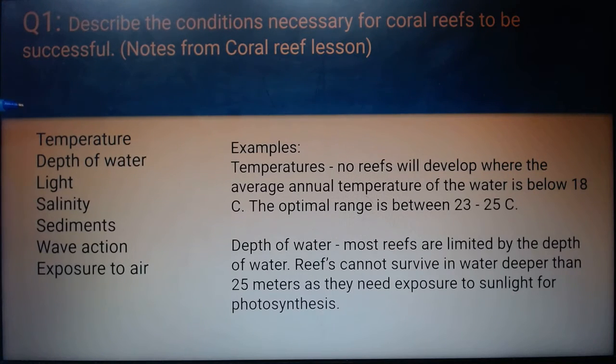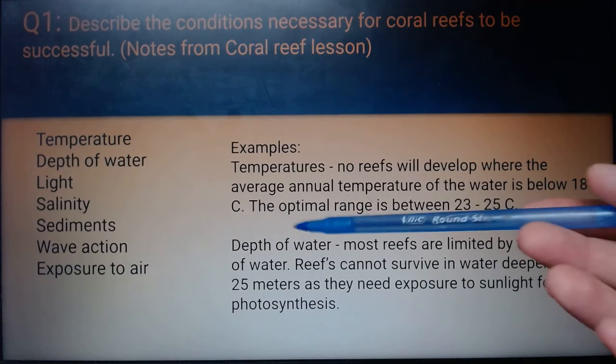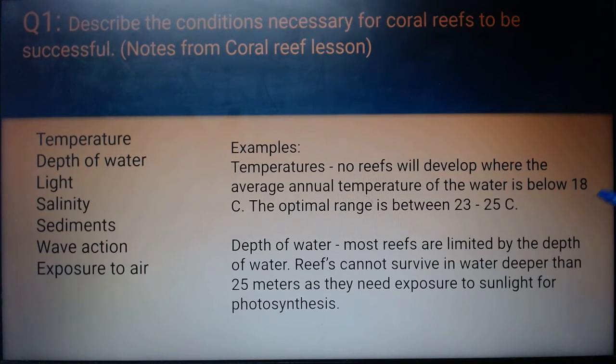All I've done here is list these 7 different limiting factors. They're sometimes called limiting factors because they can limit or control the success of coral reefs. I've given some examples of answers then. So temperature: no reef will develop where the average annual temperature of the water is below 18 degrees Celsius. The optimal range is between 23 and 25. This is in order for the algae and so on to grow.